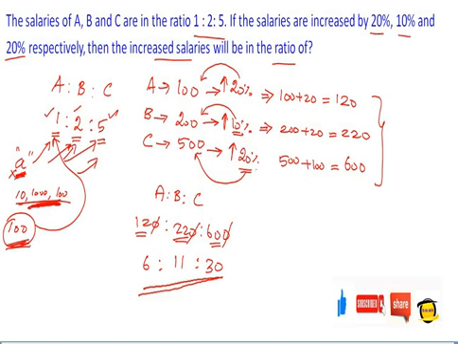And also in order to solve these kinds of questions, we should be very clear about the basic concepts of percentage.